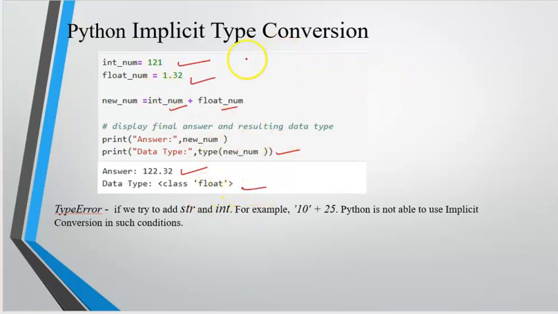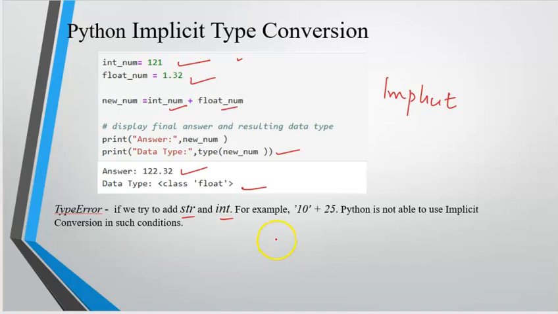Here you can see one input number was an integer and the other was a float. And the Python interpreter automatically converted the integer to float and the result is stored as float. This is implicit data type conversion. And here we can see if you are trying to convert a string to an integer.